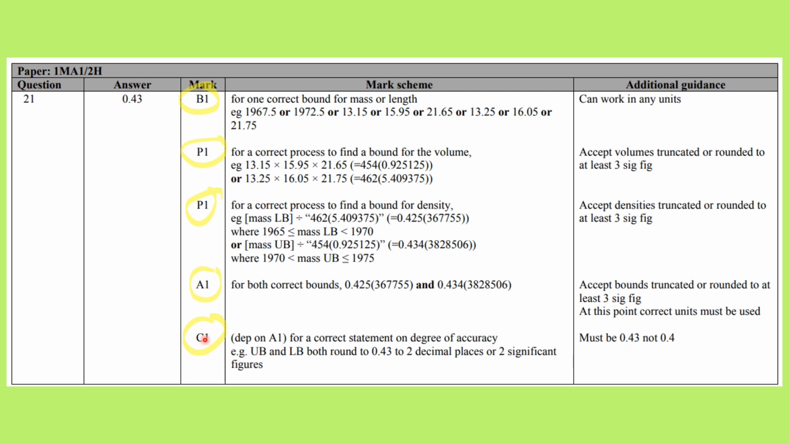Okay, so this is saying it must be 0.43, not 0.4. So it's very clear here that we needed 2 decimal places, so more accuracy. And that is how to achieve that. An awful lot of work there for those 5 marks, 5 marks that you would definitely need if you're going to get that grade 9.